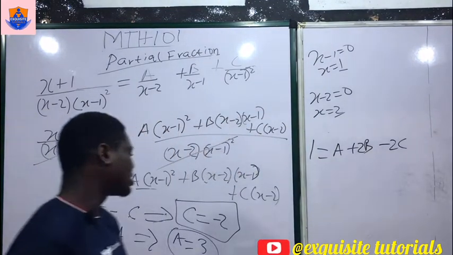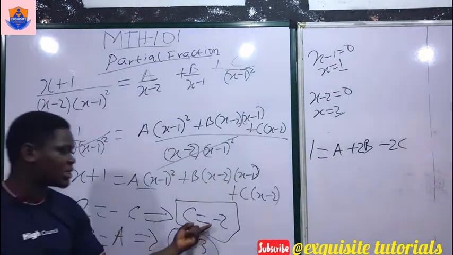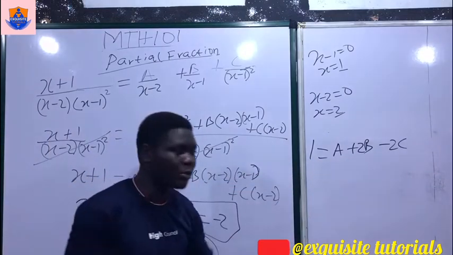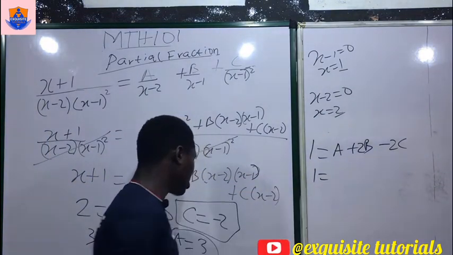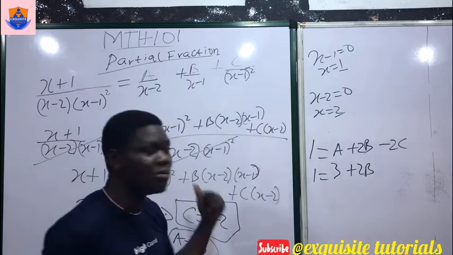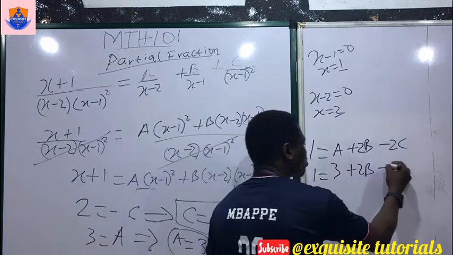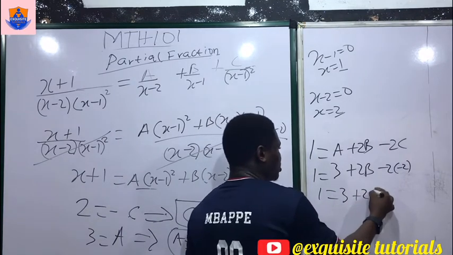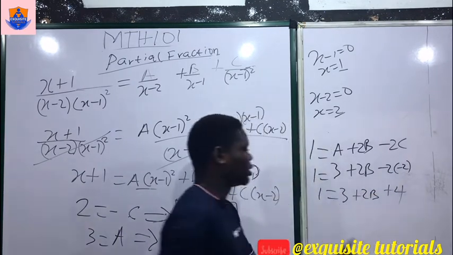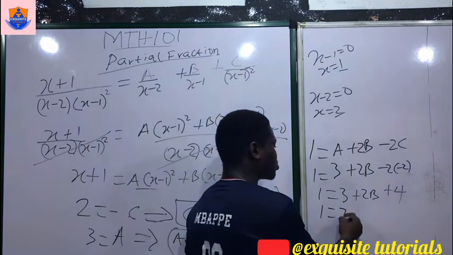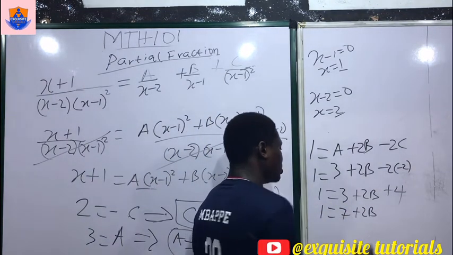Now how do we get our b? We already know that c is minus 2, and we already know that a is 3. So we can use that to get b. Now substitute it. What is our a? 3 plus 2b. What is our c? Minus 2. So this is minus 2 brackets minus 2, 1, 3 plus 2b plus 4. 3 plus 4 is 7. So we have 1 is equal to 7 plus 2b.